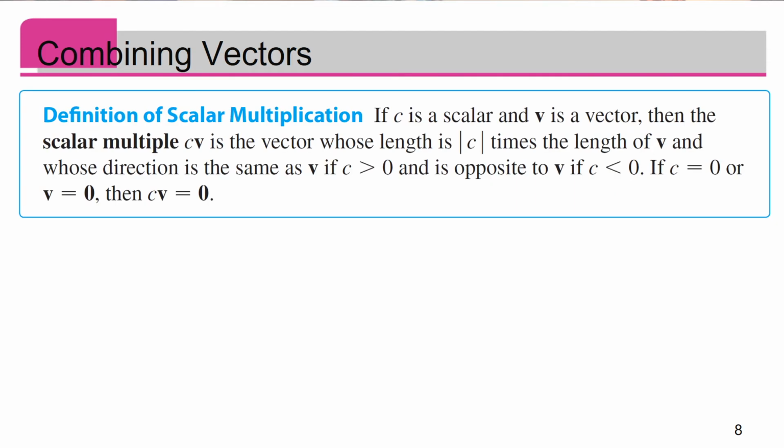So scalar multiplication, also not all that complicated. If you have a vector and you multiply it by a number, that's what it means. Scalar is a number. Then you just end up with a vector that is that much longer. So if I multiply a vector by 2, then I have a vector that's twice as long as the original vector. Not all that complicated.